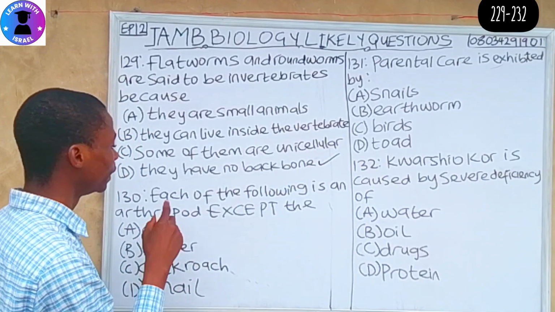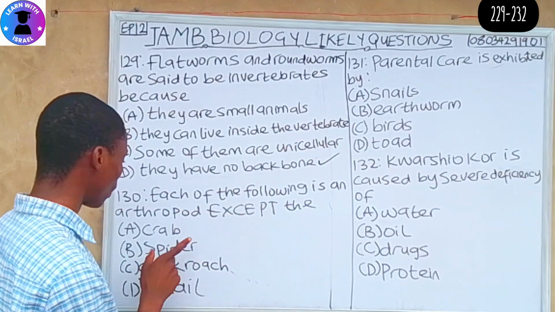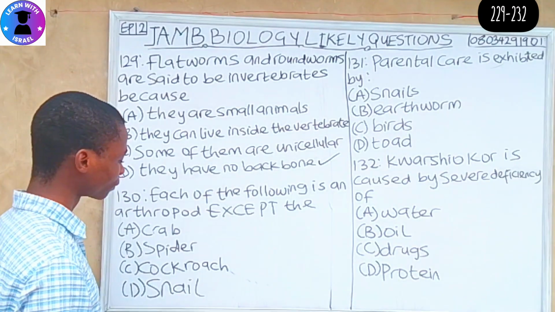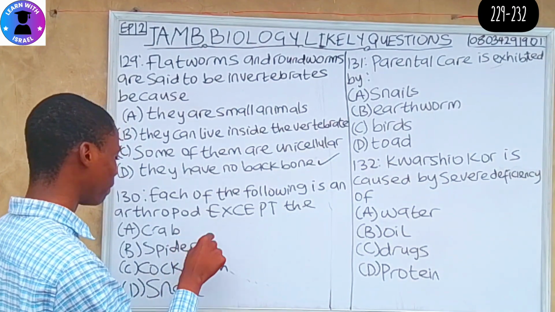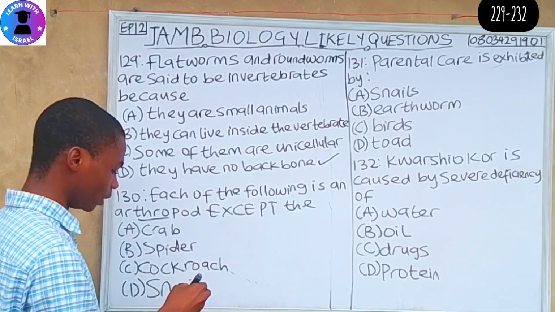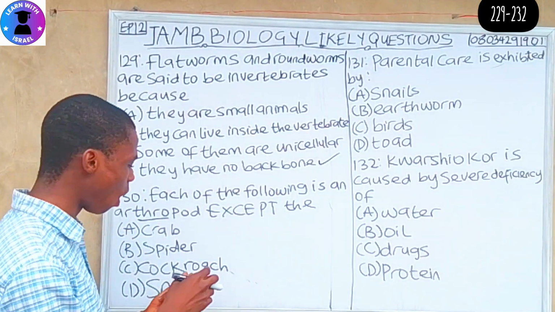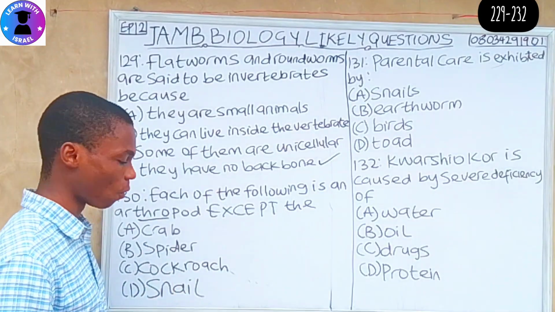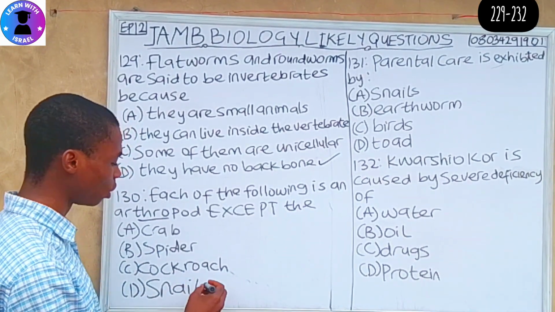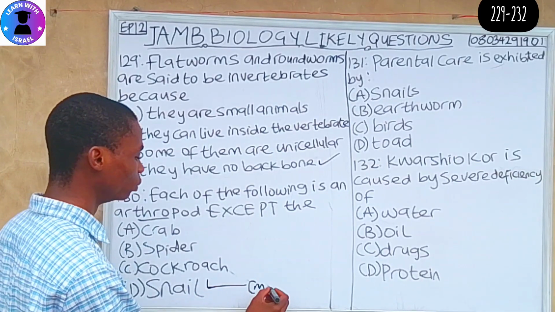Question 130. Each of the following is an arthropod except the A. crab, B. spider, C. cockroach, D. snail. Crab, spider, and cockroach are all arthropods. They all possess an exoskeleton and are chitinous in nature. The odd one there is snail. Snail belongs to mollusks, so snail is the correct answer.